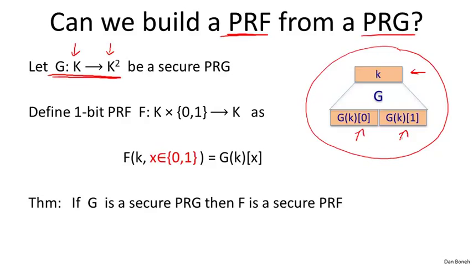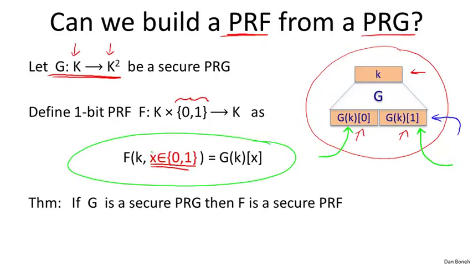And now what does it mean for this PRG to be secure? Recall, this means that the output is indistinguishable from a random element inside of K squared. Now it turns out it's very easy to define what's called a 1-bit PRF from this PRG. So what's a 1-bit PRF? It's a PRF whose domain is only 1 bit, so it just takes 1 bit as input. The way we'll do it is, if the input bit x is 0, output the left output, and if the input bit x is 1, output the right output of the PRG. In symbols, we have what we wrote here.